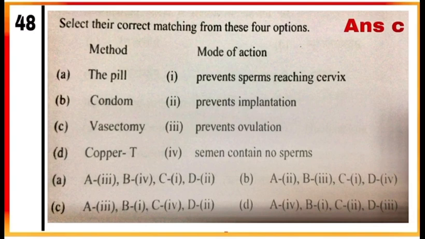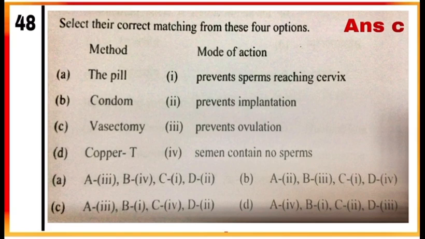Question 48. Given below are 4 methods and their modes of action in achieving contraception. Select their correct matching from these 4 options. Option C is the correct match. See the method. A. The pill. It matches with number 3. It prevents ovulation. B. Condom. It matches with number 1.